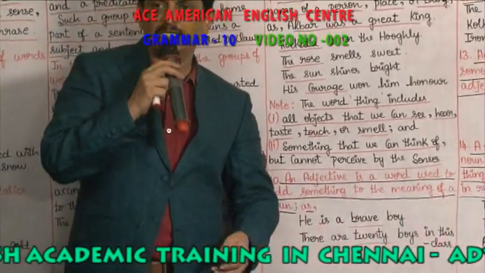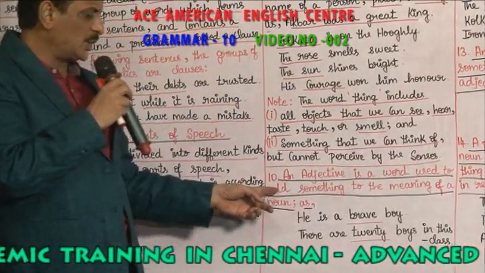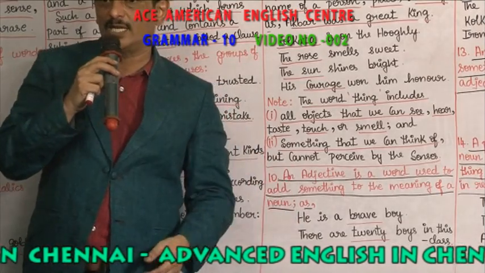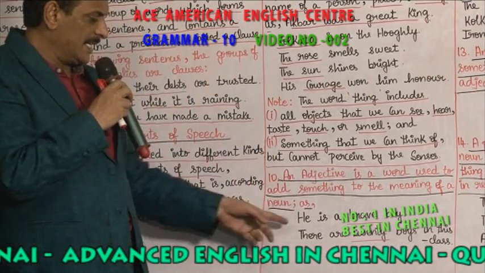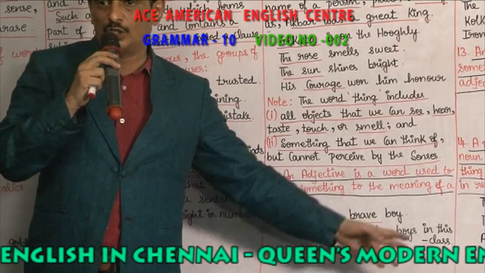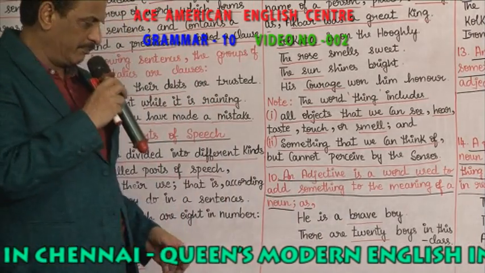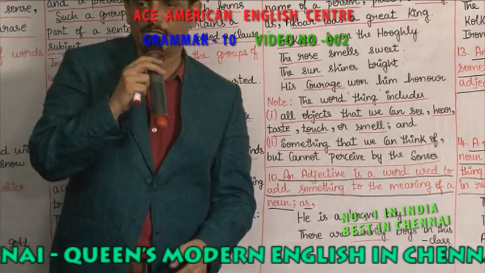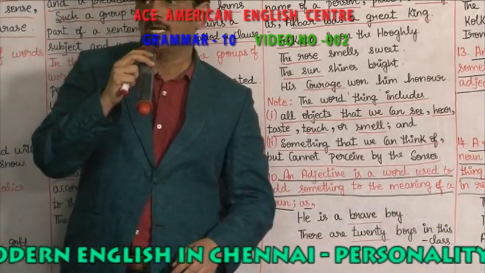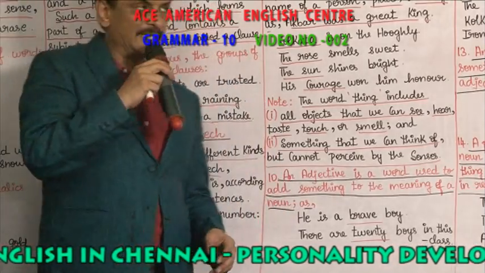What is an adjective? An adjective is a word used to add something to the meaning of a noun. Adding some meaning to the noun, it is called an adjective. He is a brave boy. What type of boy is he? Brave is an adjective. There are 20 boys in the class. How many boys are there? So 20 is an adjective of number.